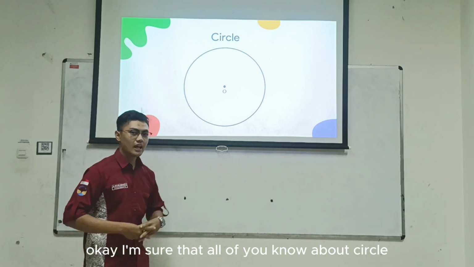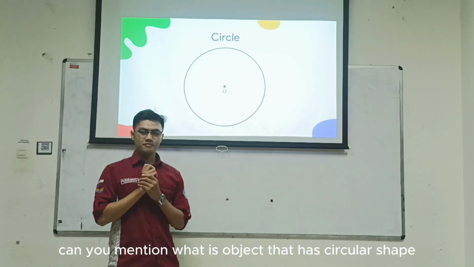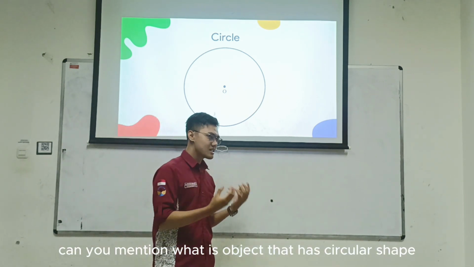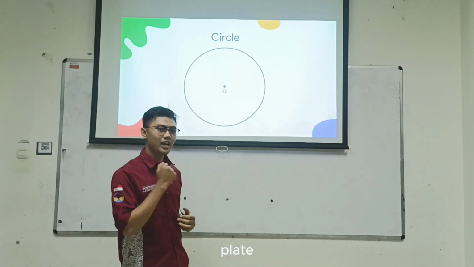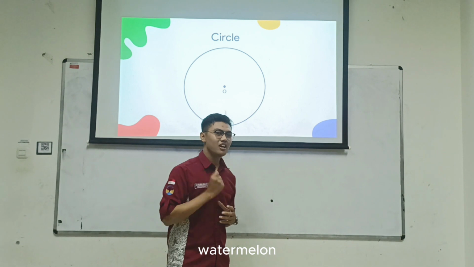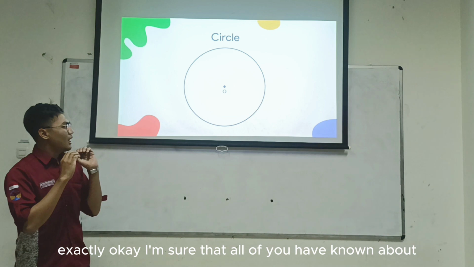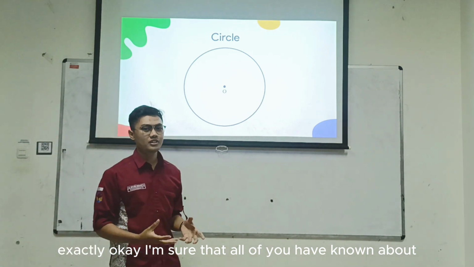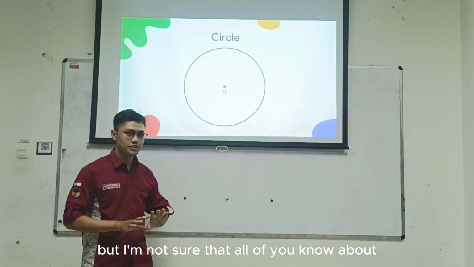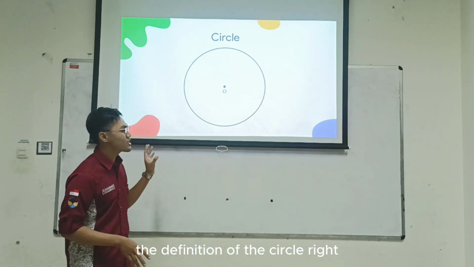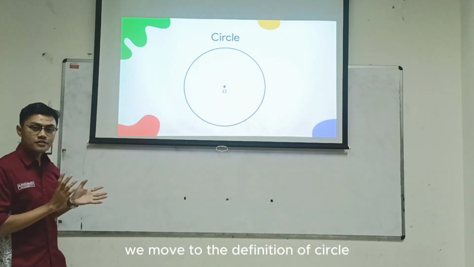Okay, I'm sure that all of you know about the circle, right? Can you mention an object that has a circular shape? Plate. Plate, okay, and then? Watermelon. Watermelon, correct, and then? Ball. Ball, yes, good, exactly. I'm sure that all of you know the concept of a circle, but I'm not sure that all of you know the definition of the circle, right? Okay, we move to the definition of circle.